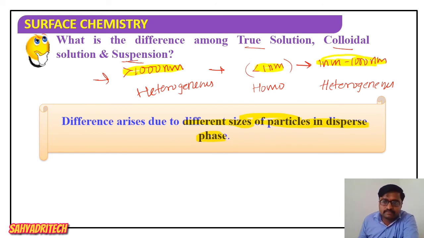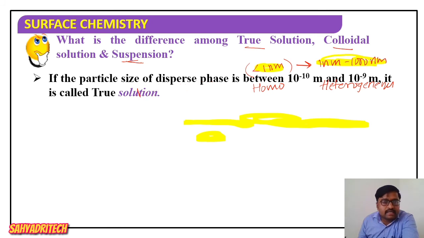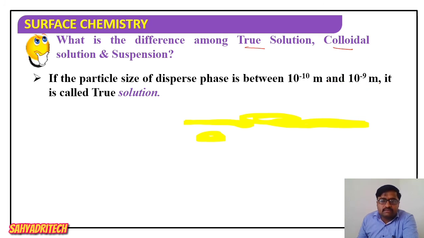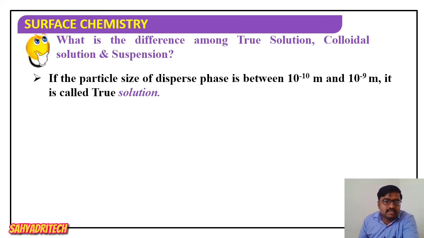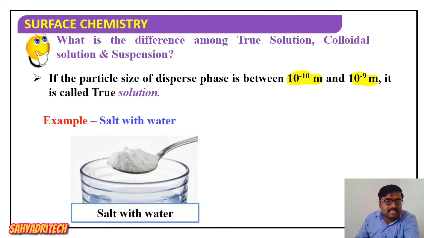As I said, if the size of the particle in the dispersed phase is between 10 raised to minus 10 meter to 10 raised to minus 9 meter, generally I said less than 1 nanometer, then it is called a true solution. As I said, salt in water is a well-known example for true solutions.